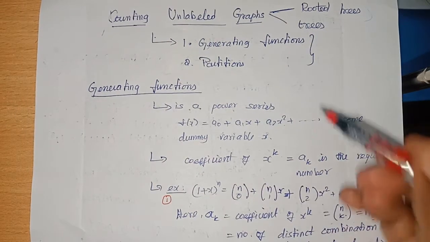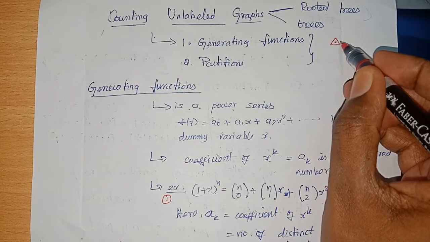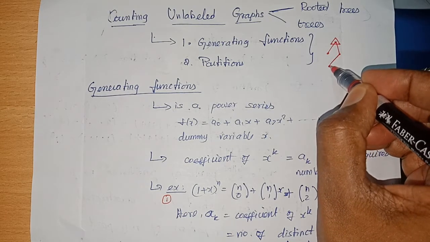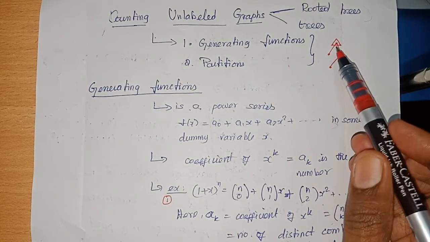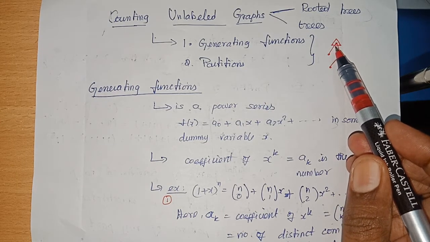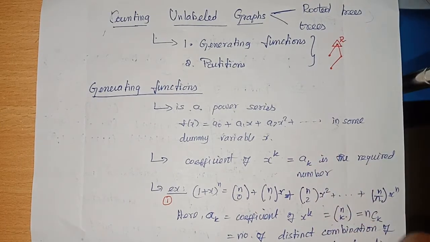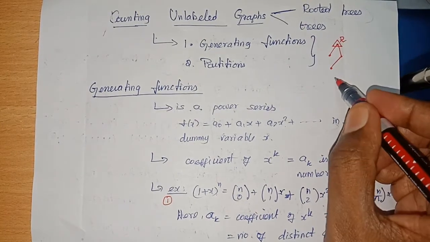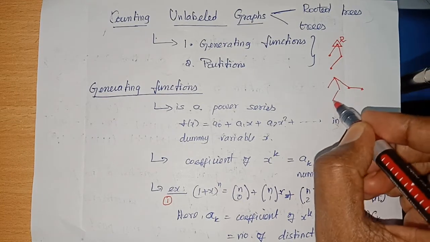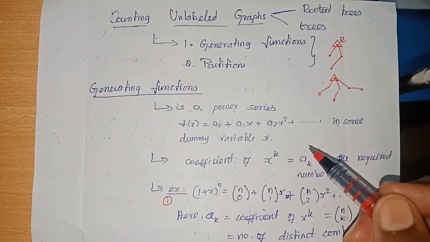What is a rooted tree? It's similar to a tree. It is just a tree. Let me draw a simple rooted tree. Yes, it's a tree. But here, one vertex is considered to be a peculiar vertex called as root. Generally, the roots are denoted by R. This is an example for a rooted tree. This is another rooted tree.